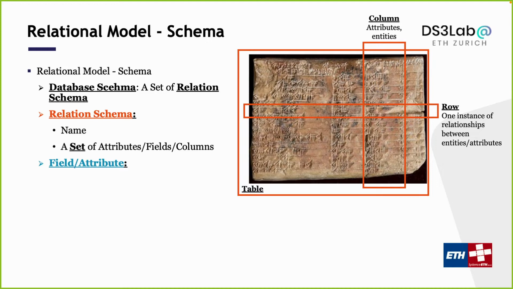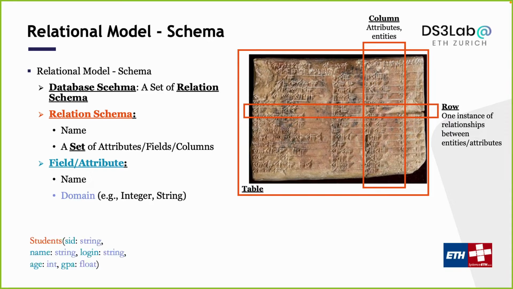And for each of those attributes, you have the name of the attribute, and you have the domain, which you can think of as the type of information you can put into that attribute, for example, integer or string. So this is pretty much it. This is the schema of a relational database. So let's just look at one example.